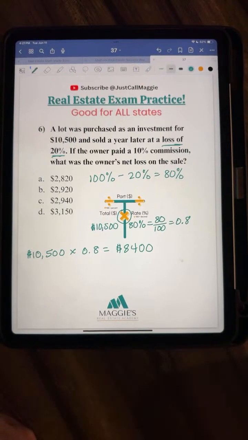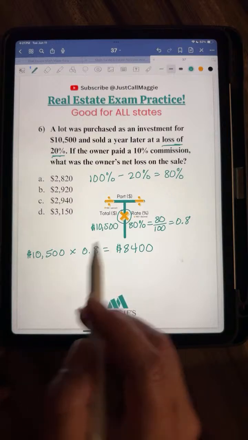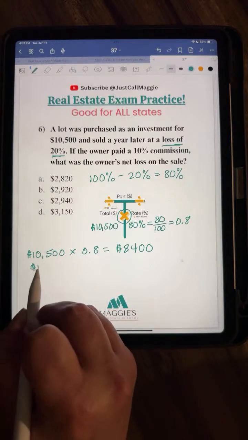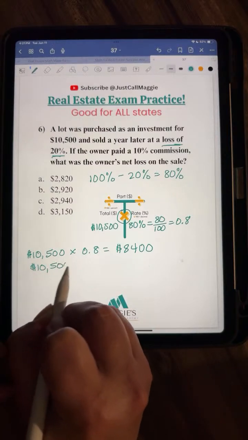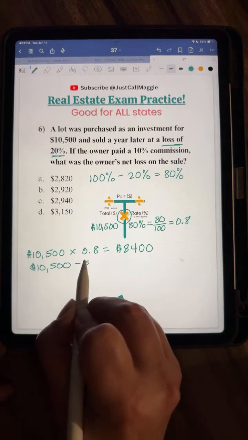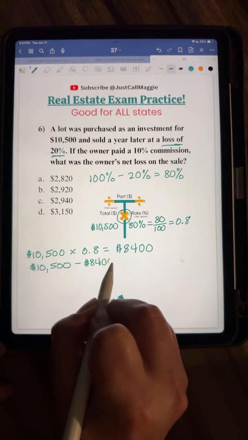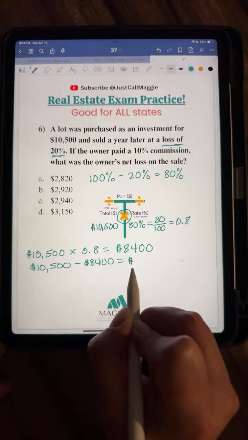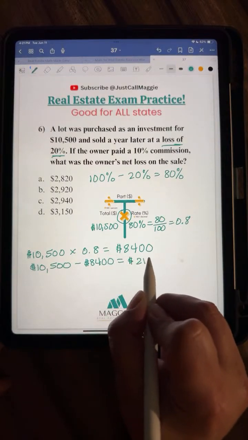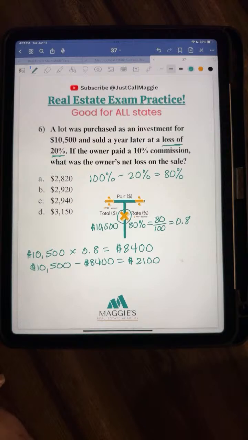So now what I want to do is find the difference from the sale price. I'm going to take $10,500 and subtract $8,400 to see what the difference was. So it ended up being $2,100, the difference here.